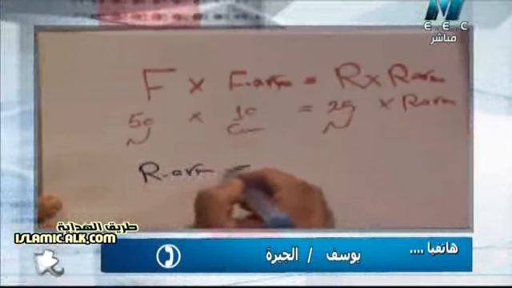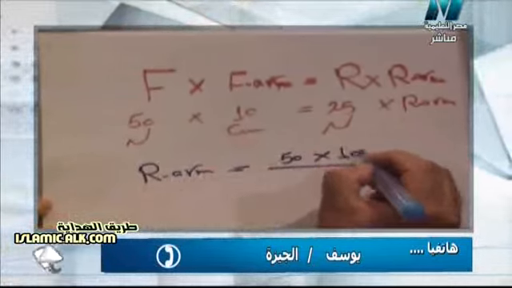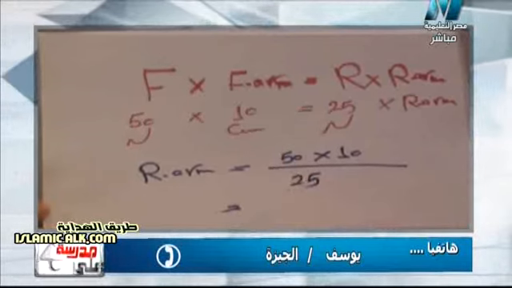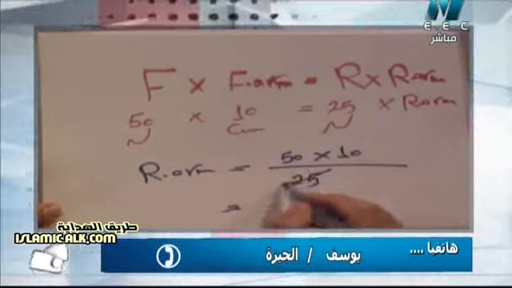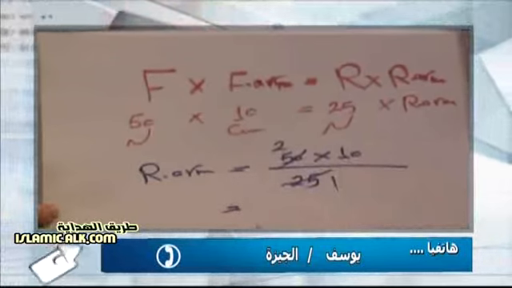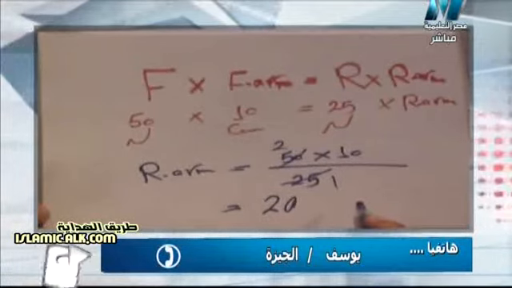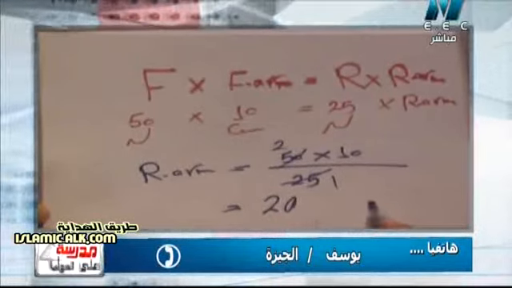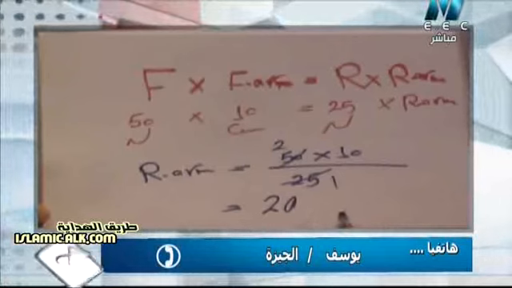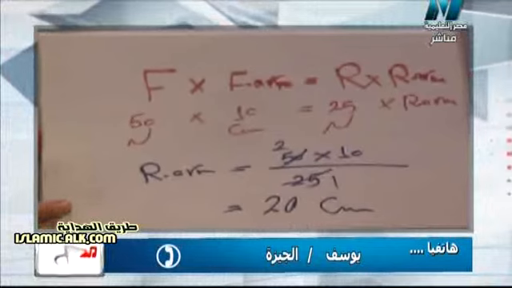So it will be what? Divide 25 equals 1, divide 25 equals 2. So it will be 2 by 10 equals 20. 20 what? Centimeter or Newton? Centimeter, very good. 20 centimeter, because we know that the resistance arm is measured like the effort force arm, by centimeter or meter.